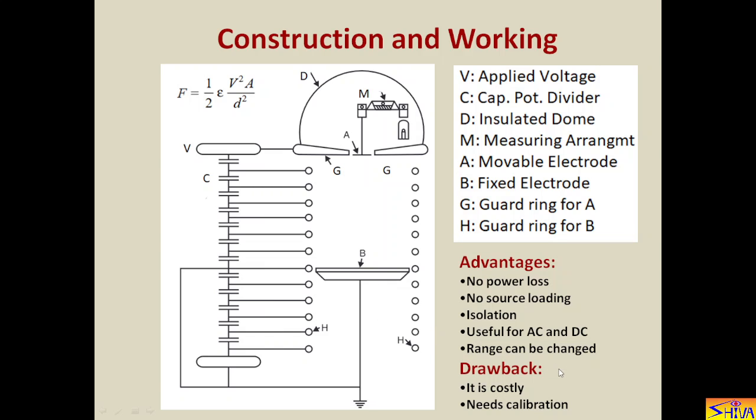Drawbacks: it is costly because it requires this capacitance potential divider, insulated dome, then measuring arrangement, guard rings, etc. And it needs calibration. So these are the advantages as well as drawbacks of this electrostatic voltmeter. Now let us solve a few numericals on this electrostatic voltmeter.